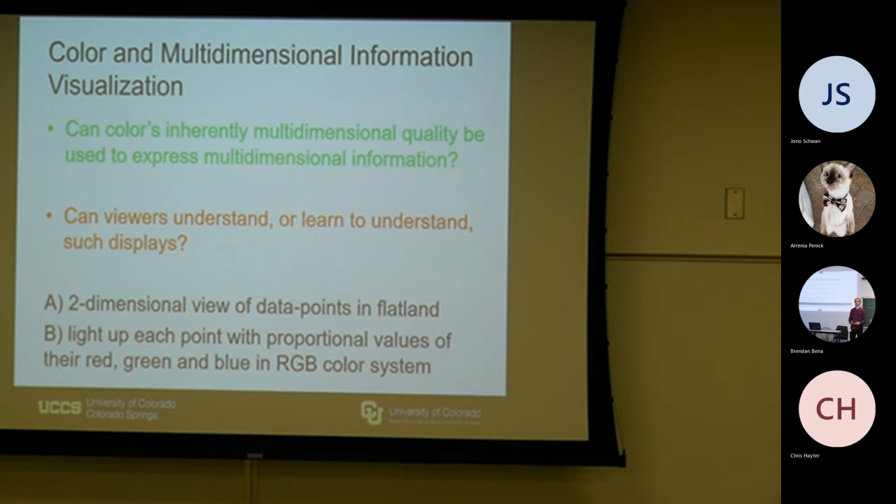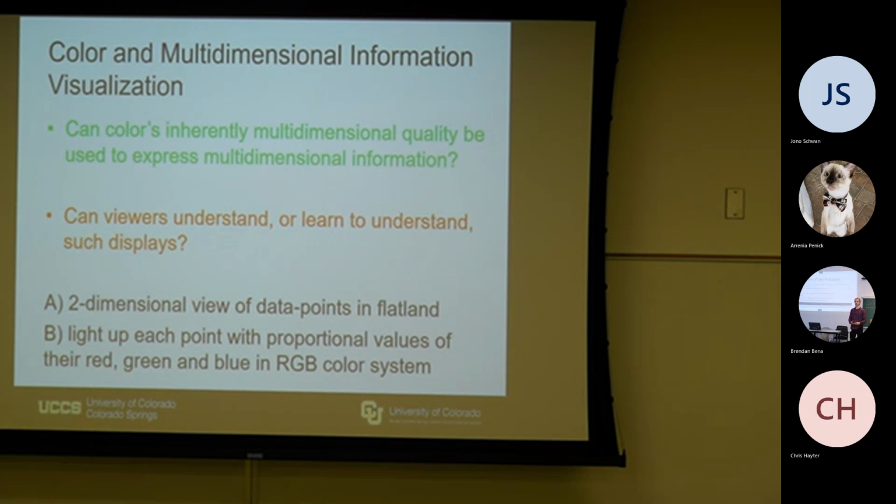One solution for multidimensional data display is what was proposed by Chambers and his colleagues. It's referred to as the generalized draftsman's plot. So we're going to see an example of this in a second. Now the question that is going to arise is, can color's inherently multidimensional quality be used to express multidimensional information? So can the color represent the different dimensions of the data? Can viewers understand or learn to understand such displays?